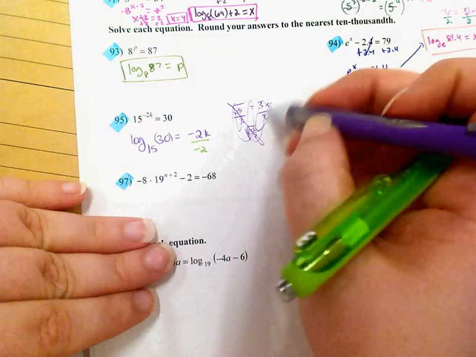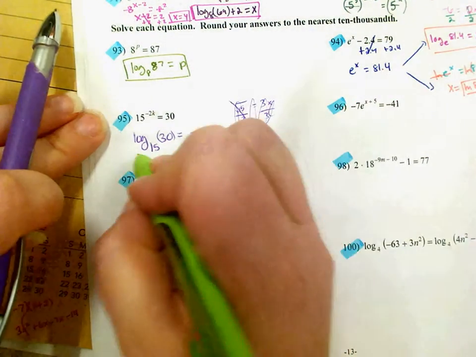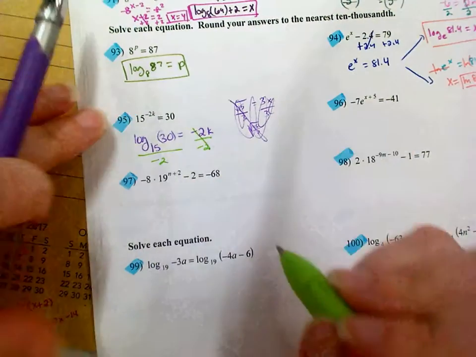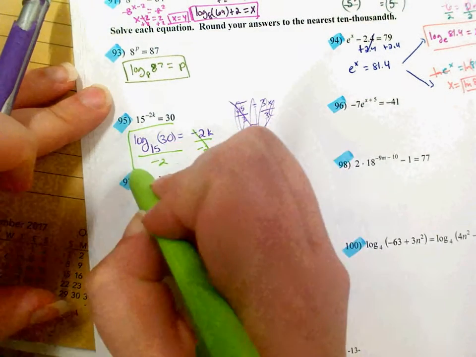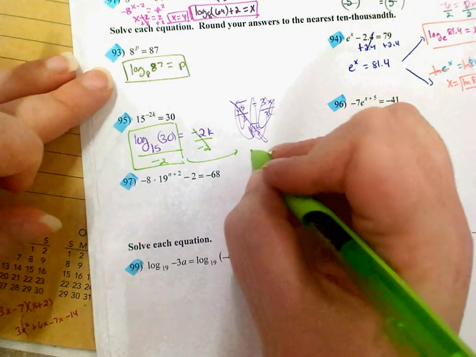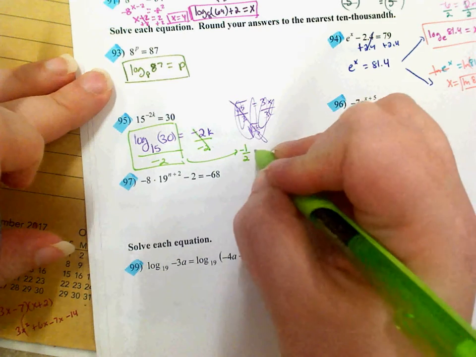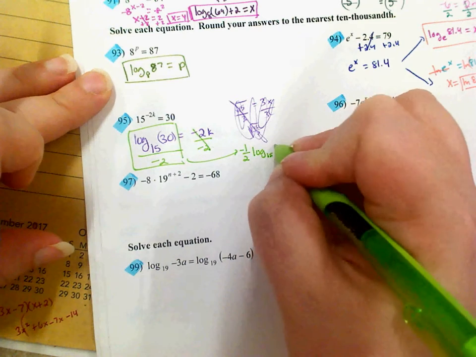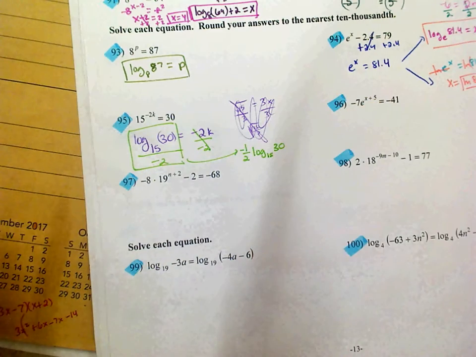So I divide this whole side by negative 2, and I can leave that as my answer, or I think dividing by negative 2 is the same thing as multiplying by negative 1/2. So that would be another way to write the answer. Okay.